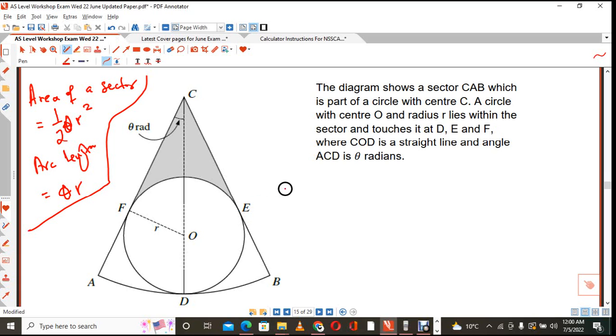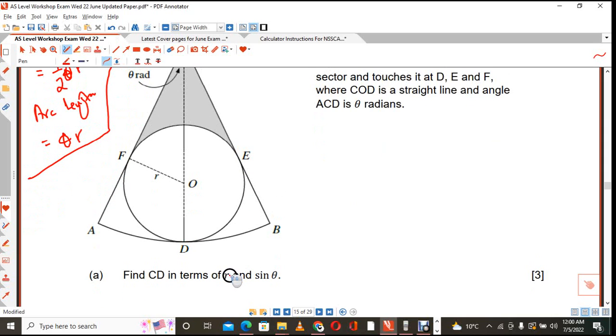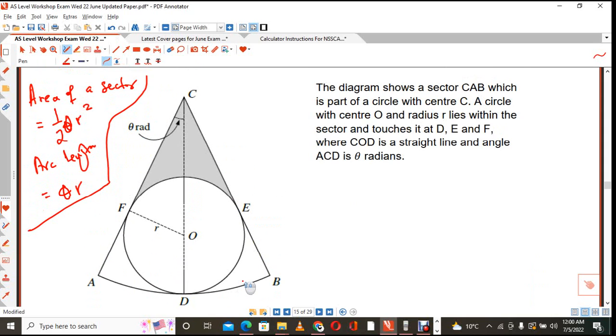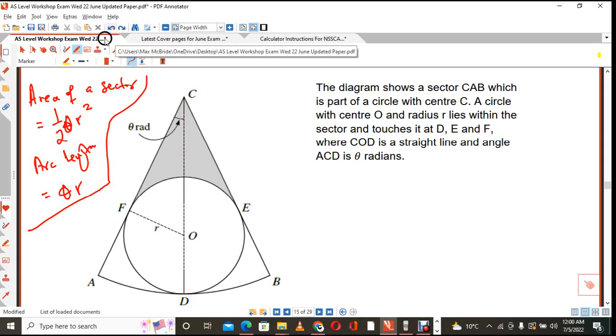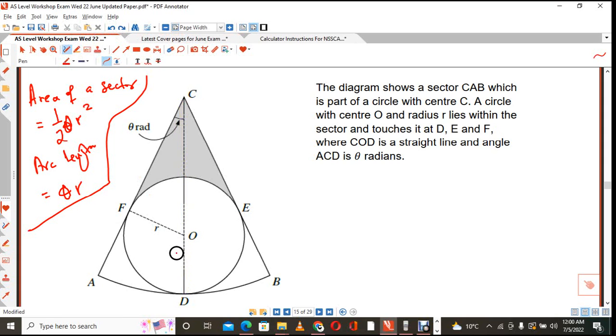Right. So they want us to find CD in terms of r and sine theta. What we're looking for is this whole distance from C all the way down to D. It's not difficult to see some things. For example, this here should also be r because this is a radius. That means FO is equal to OD, which is equal to r. So this distance here will be r. So I have a part of it.